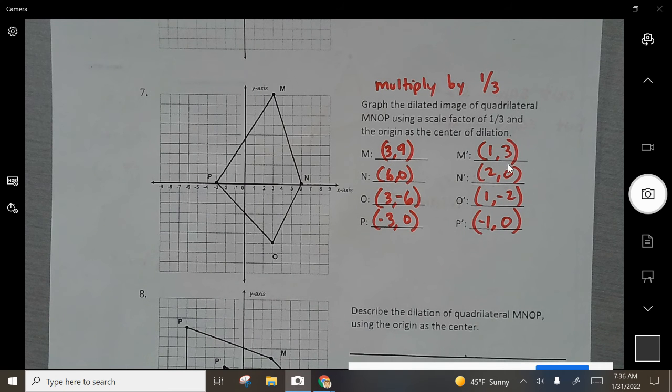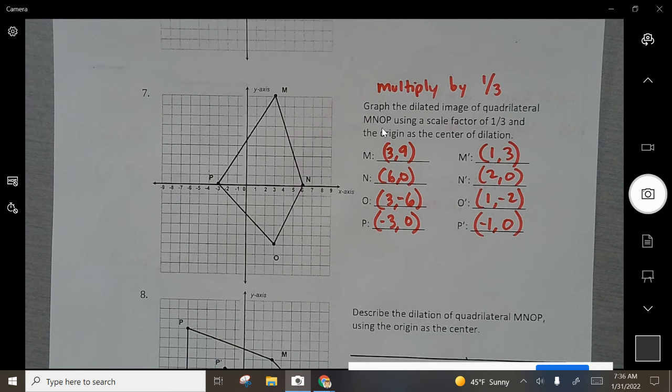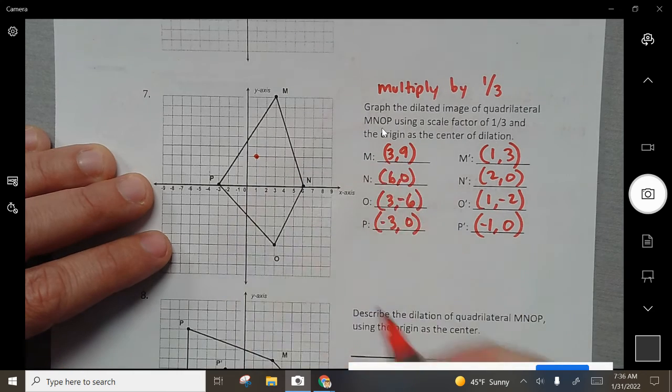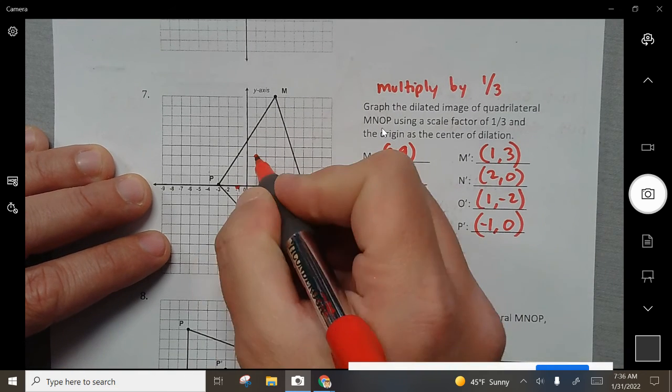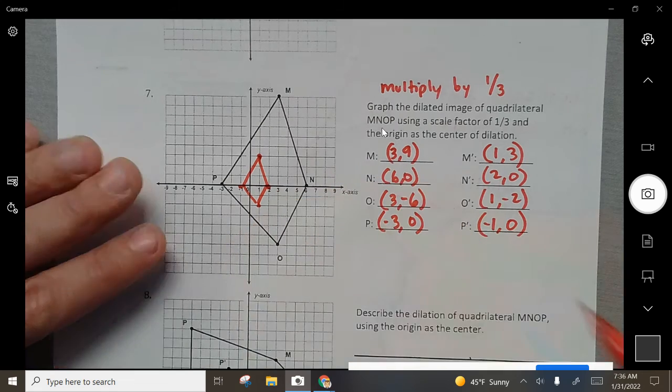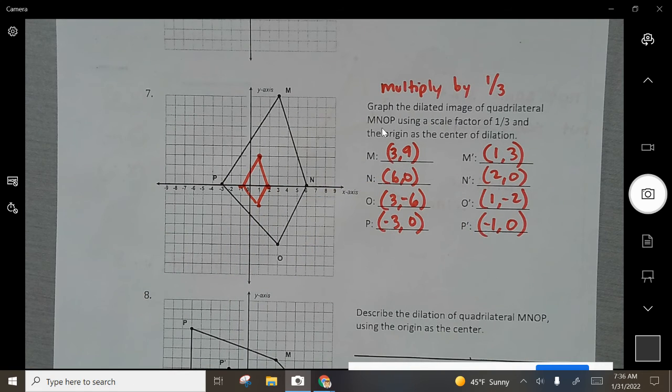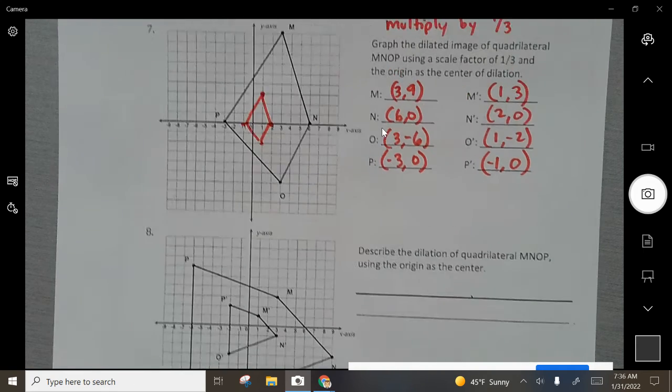So here would be your answers, okay? Go ahead and plot these out for me. You're going to see it's going to be over 1, 3, over 2, 0, over 1, down 2, and then -1, 0. And it's the same kind of shape, but it's gotten smaller, okay? Now, you guys can go ahead and try this one.